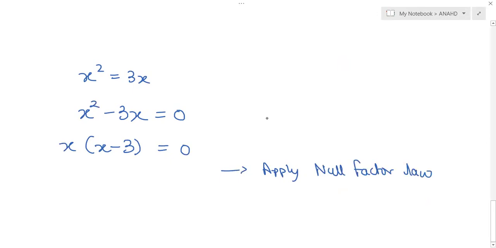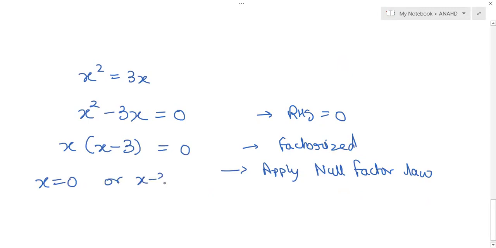Okay, so at this first stage, I make RHS equal to 0. The second stage, I factorize. And third stage, I have to apply the null factor law such that x is equal to 0 or x minus 3 equals 0, because like I told you, if the product of two particular things is 0, that means either of them is absolutely 0. So what is it?